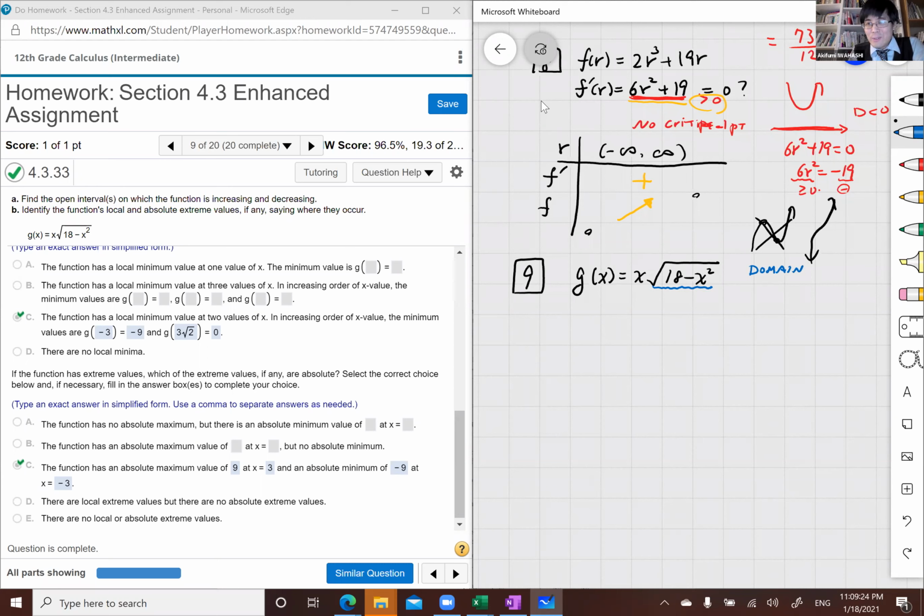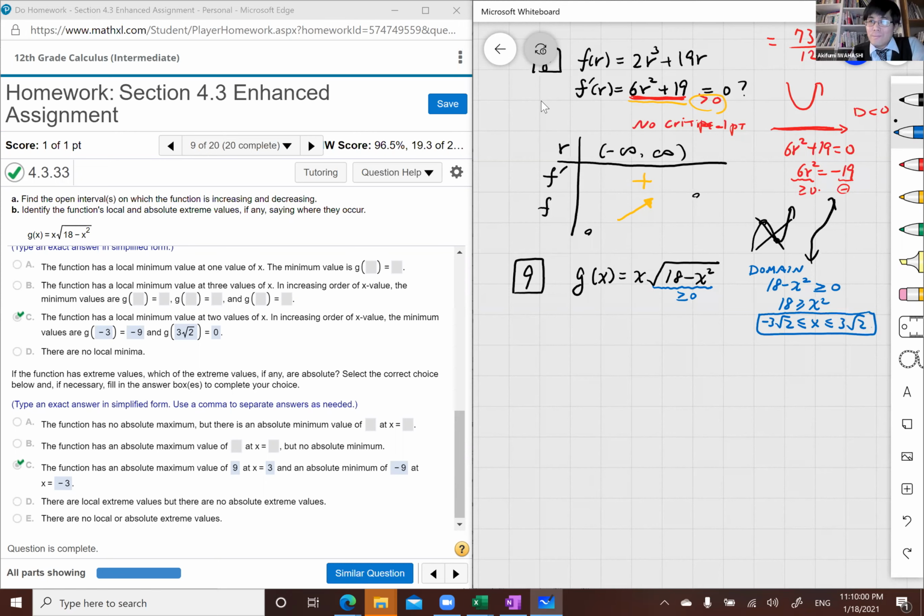If these exist, you have to be careful about the domain. When you have a square root, the inside must be non-negative. So the domain is any x that satisfies this inequality. So x squared must be less than or equal to 18, and that means x must be between negative 3 square root of 2 and positive 3 square root of 2. So that's going to be the domain.